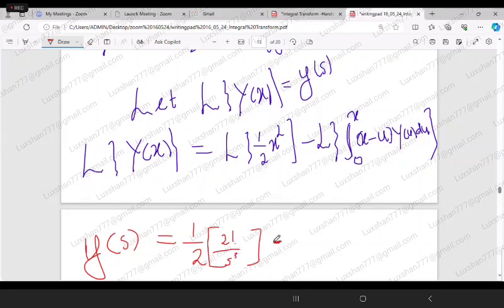Minus, can anyone tell me the Laplace transform of this part? This is the crucial one. Writing the Laplace transform of this part is the crucial one. Can anyone tell me the Laplace transform of this one? Have you seen this anywhere? The integral from 0 to x of (x − u) y(u) du. Have you seen this anywhere? Yes or no?